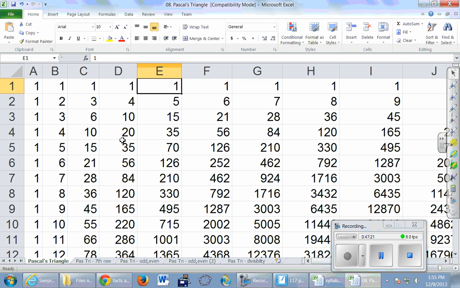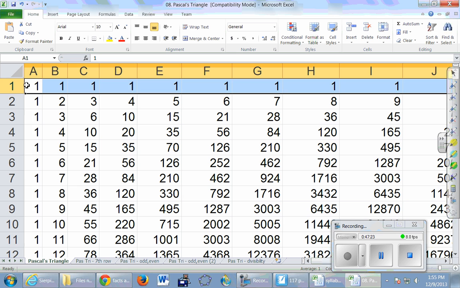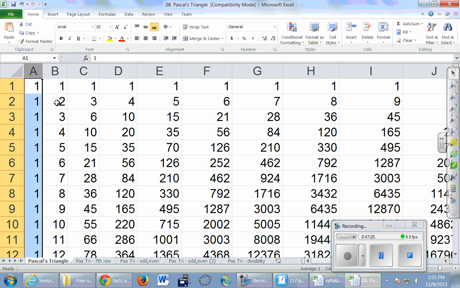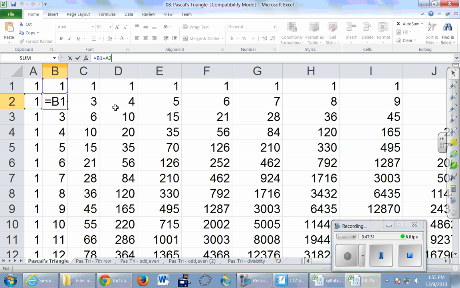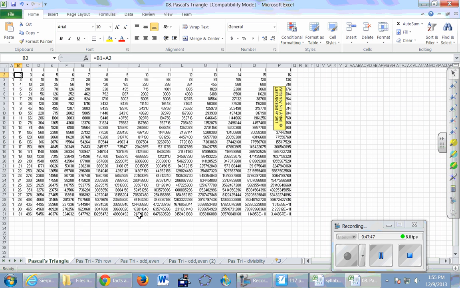This document was created very easily. First row is all ones, first column is all ones. How do you get this number right here? You just add the one to the left and the one above. And that's exactly what the formula says. Just add the one to the left and add the one above. And that's what they all say. How do you get this one? You add the thing to the left and you add the thing above. And so it's really just a matter of type the formula in once and then just drag it and drag it and drag it.